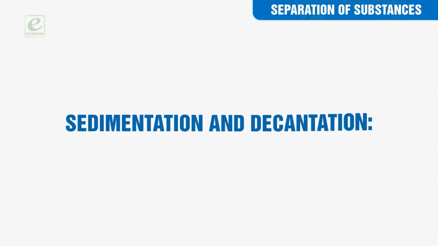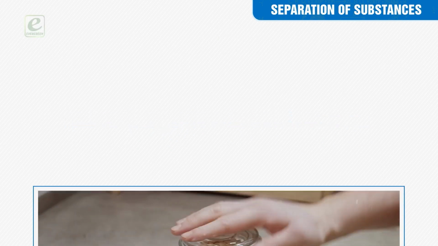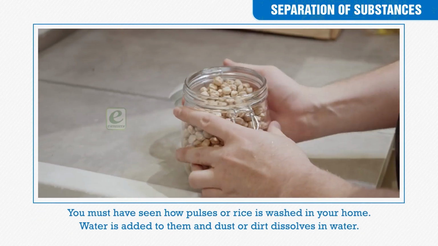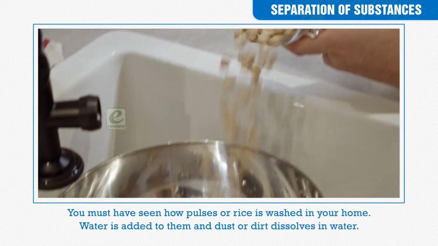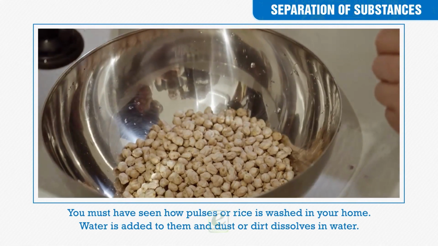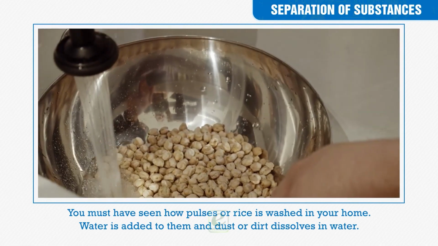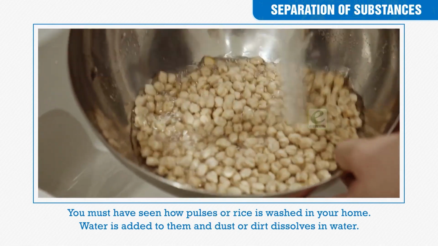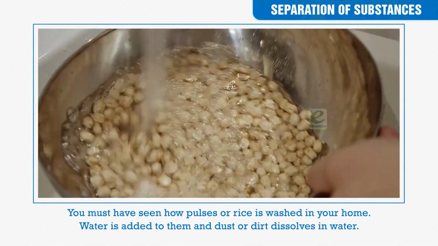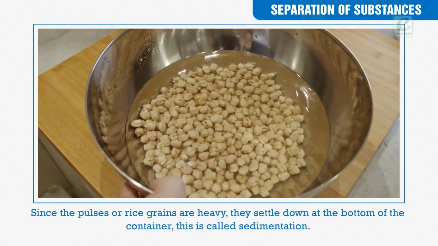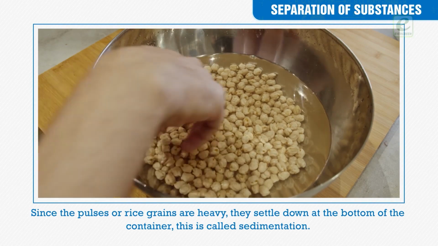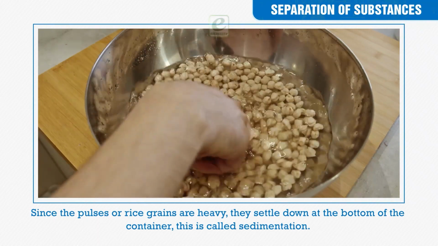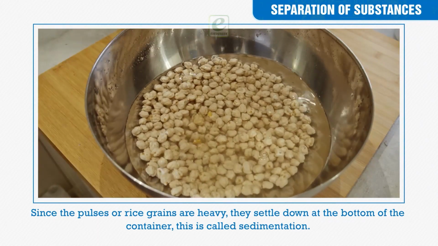Sedimentation and decantation. You must have seen how pulses and rice is washed in your home. Water is added to them and dust or dirt dissolves in water. Since the pulses or rice grains are heavy, they settle down at the bottom of the container. This is called sedimentation.